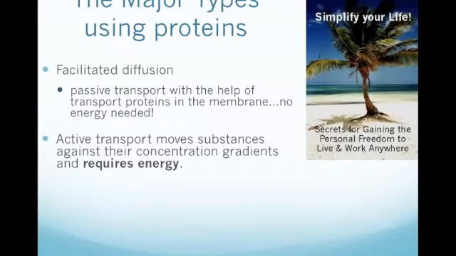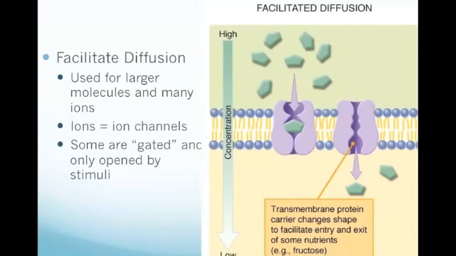And now on to types of transport that use proteins instead of just diffusing through the membrane. Facilitated diffusion is still a type of passive transport, but it just uses transport proteins. Active transport uses proteins and requires energy, so we'll get a little more specific into that. Facilitated diffusion is used for larger molecules and all ions.